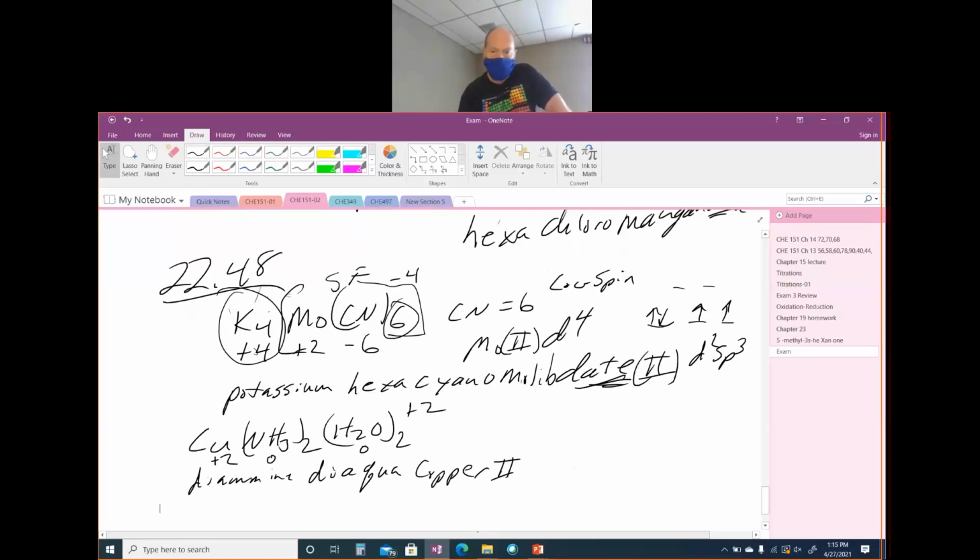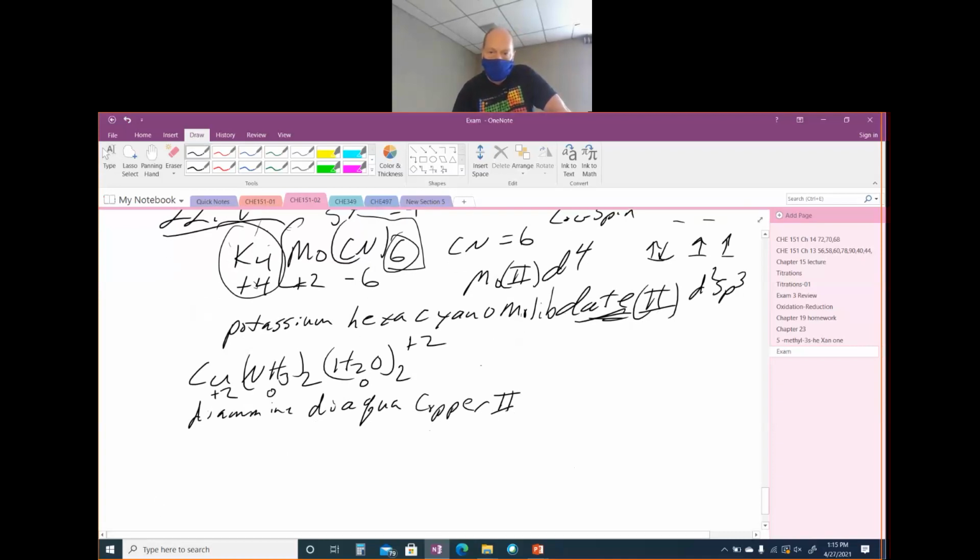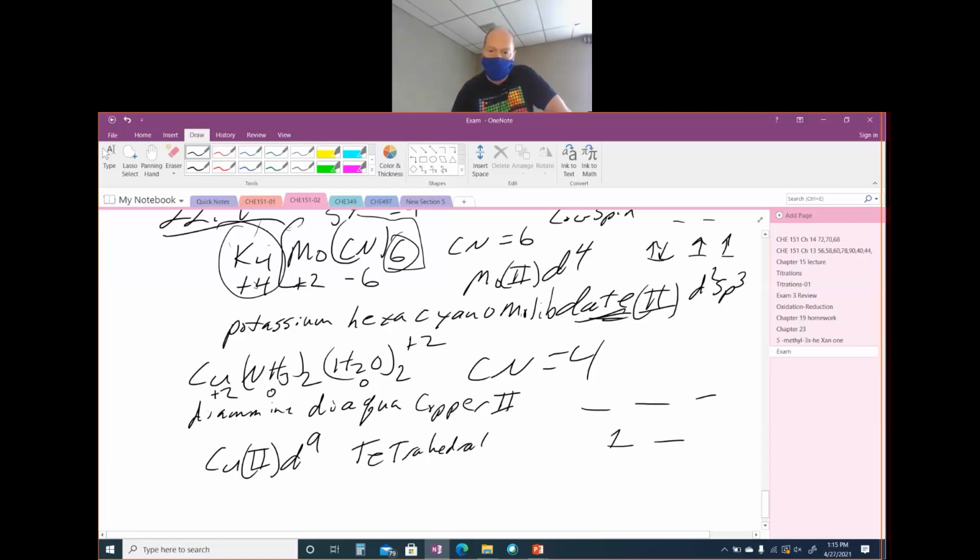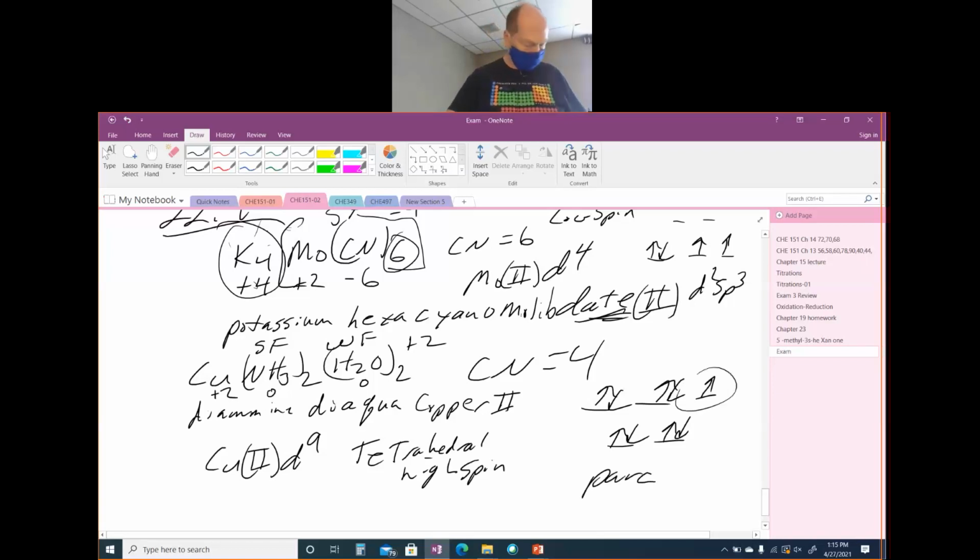All right, coordination number is 4. And so when you do a copper 2+, the number above copper is 11, so copper 2+ is d9, not d8. That means it is tetrahedral. So then you have 2 on bottom, 3 on top, and then you put in your 9 electrons for the tetrahedral. This is a strong field ligand. This is a weak field ligand. That doesn't make any difference. Tetrahedral is always high spin. And it is paramagnetic with 1 unpaired electron.